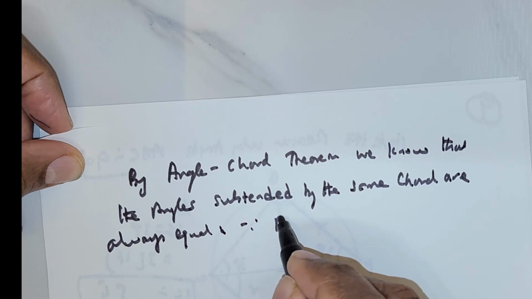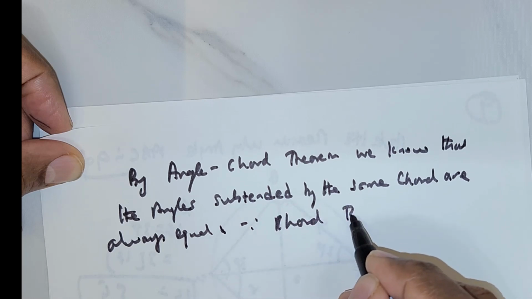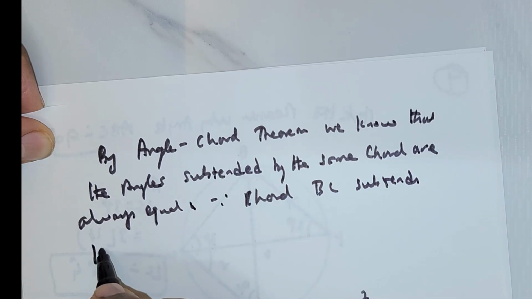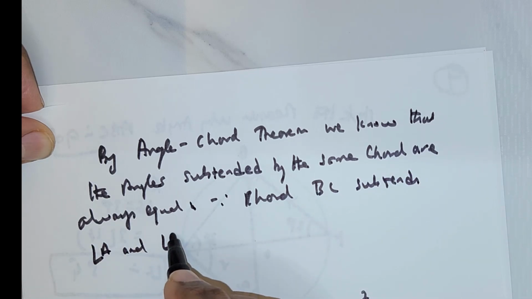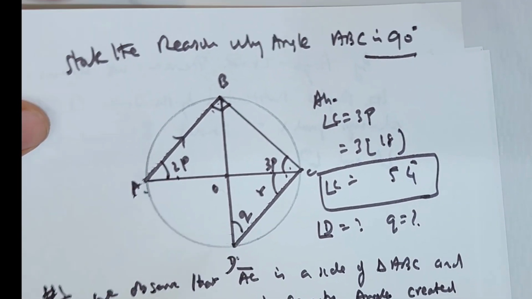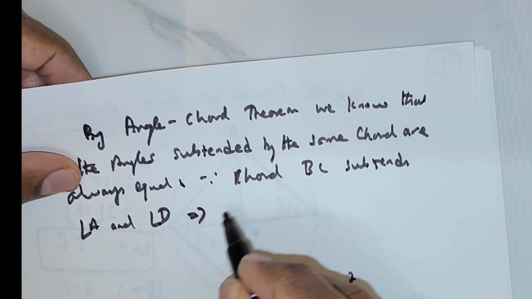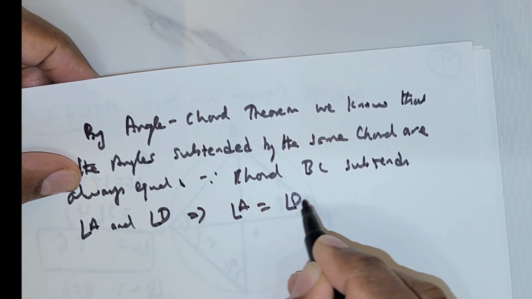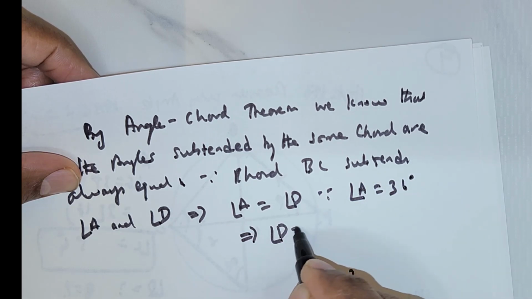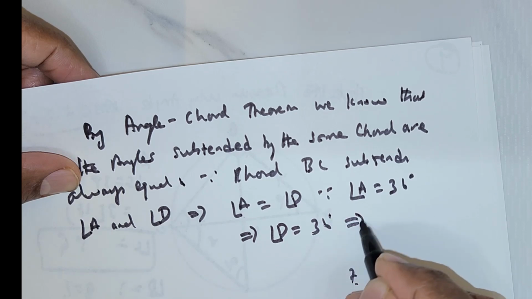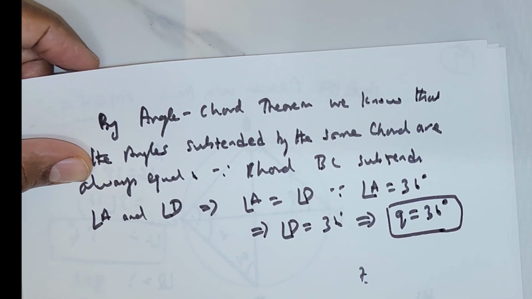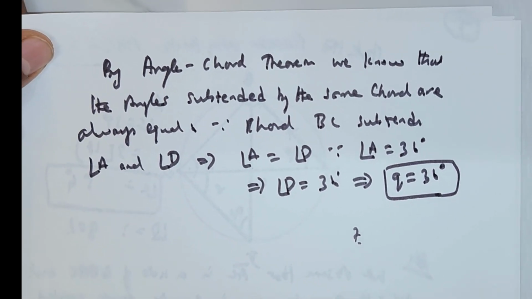Okay, since chord BC subtends angle A and angle D, this means angle A is equal to angle D. Since angle A is equal to 36 degrees, this means angle D is equal to 36 degrees, which also means Q is equal to 36 degrees. Okay, so that's the solution for this question.